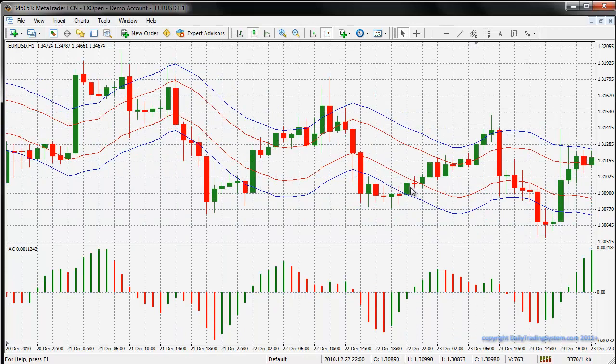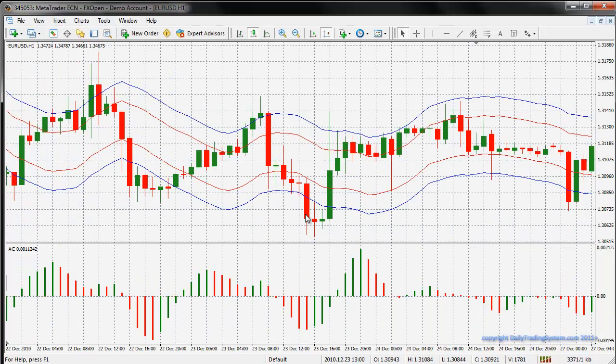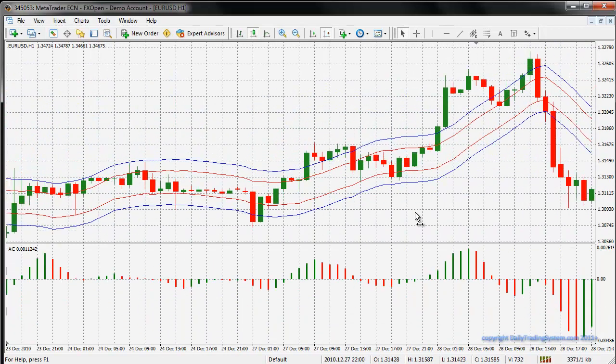Okay, here's another one right here. Oh, actually that's not one. That's a red bar, so that wouldn't qualify. So see how you get on.